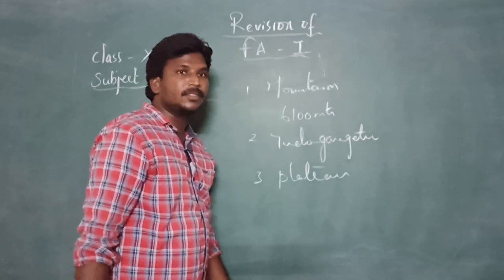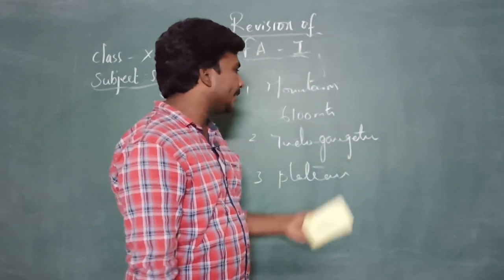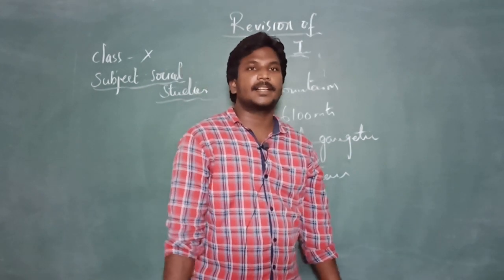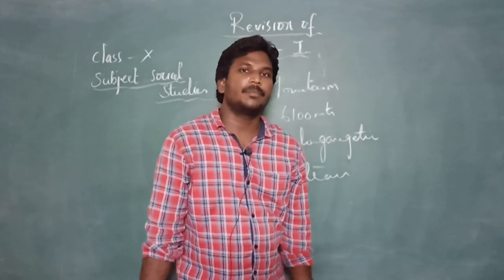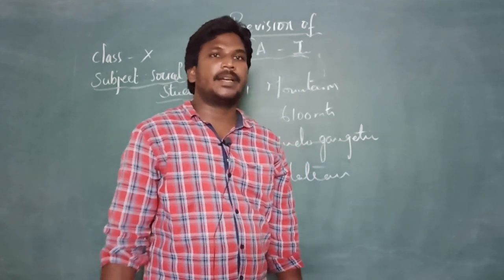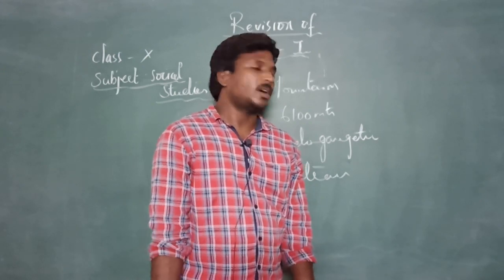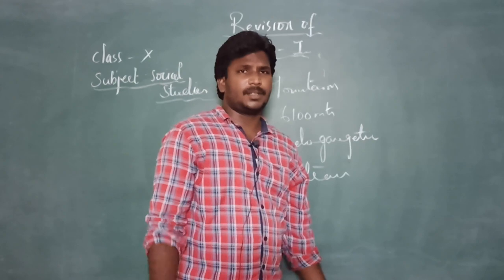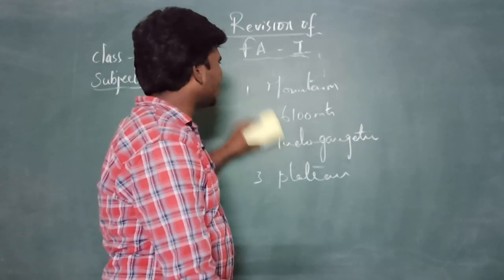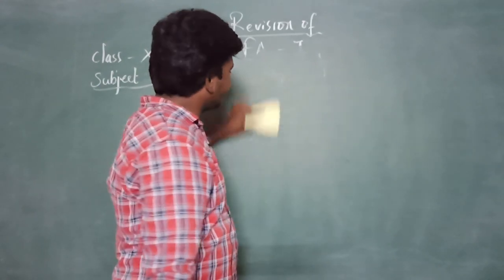We have 3 plateaus. The biggest is the Deccan plateau, and 2 more are Chota Nagpur and Malwa plateau. Among these 3 plateaus, the important one is Chota Nagpur. Why is it so? We find more minerals in this plateau. So we have briefly seen the divisions, land masses, and the water bodies.